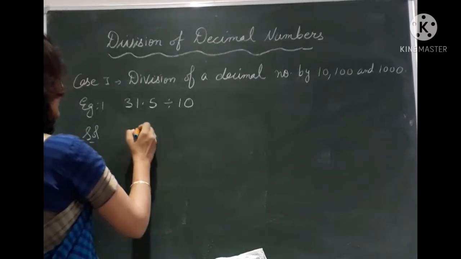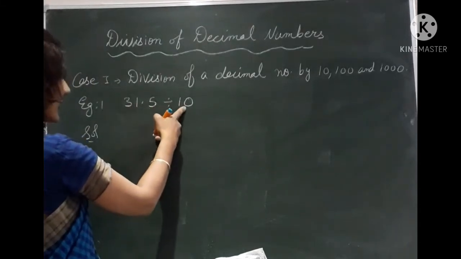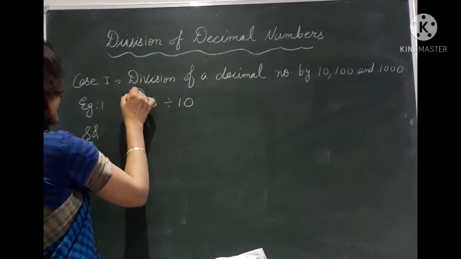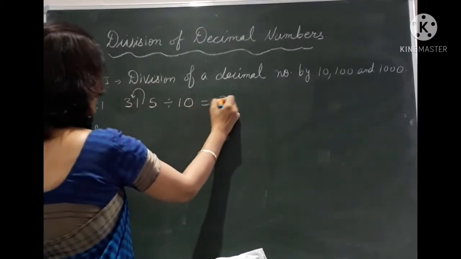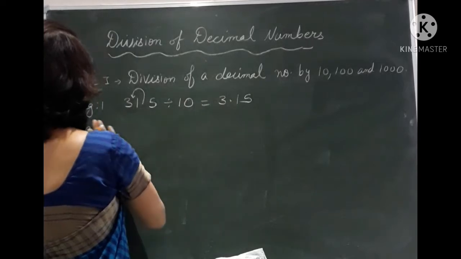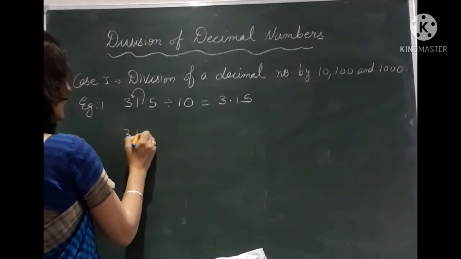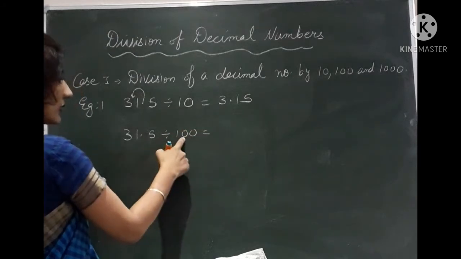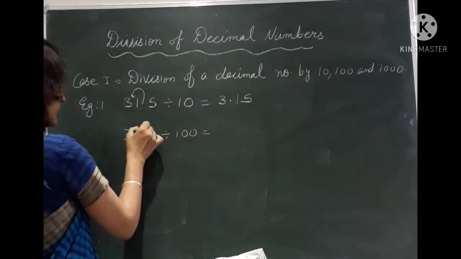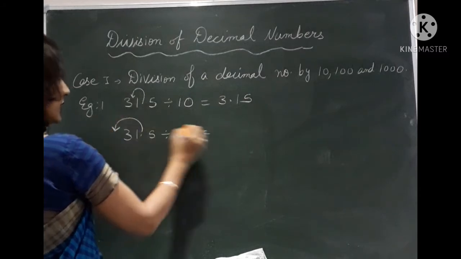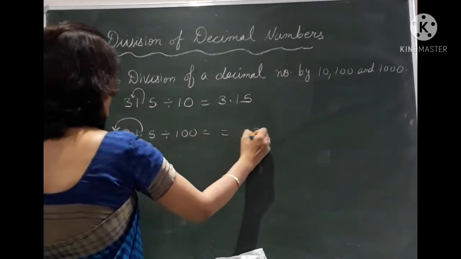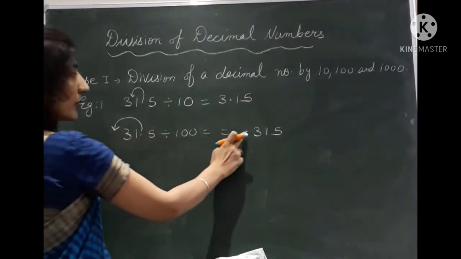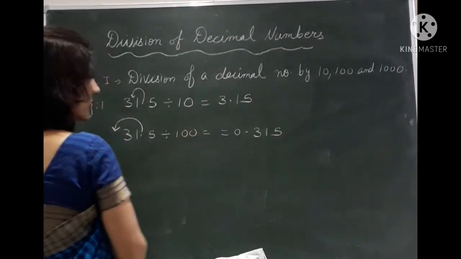See the example I have taken, 31.5 divided by 10. In 10 we have only 1 zero, so I will shift the decimal one place to the left. So it will become 3.15. This way, if I have 31.5 divided by 100, there are 2 zeros, so I will shift the decimal 2 places to the left. So it will become 0.315 because the decimal has shifted from here to here. In the whole number part nothing is there, so I will put a 0 here.